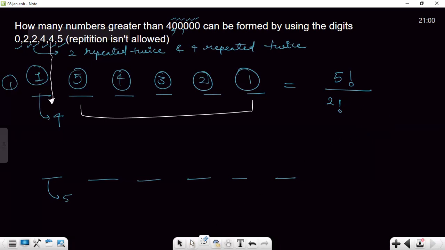Clear? Is that clear, everyone? That 4 is already used here. So how many digits are we left with? These 5 digits, in which only 2 is repeated twice. So that's why we have divided the total number of ways by 2 factorial. 5 factorial is 120, divided by 2 it is 60 ways. If there is any doubt, I'll repeat.